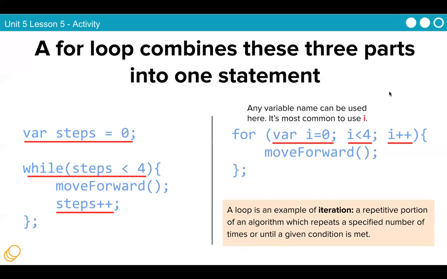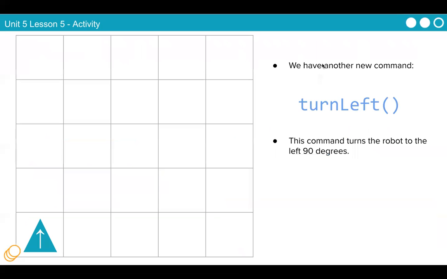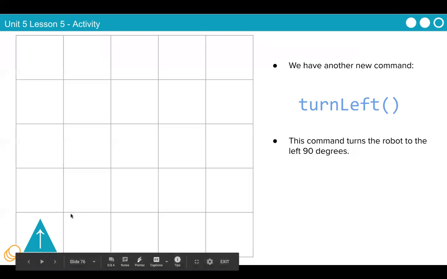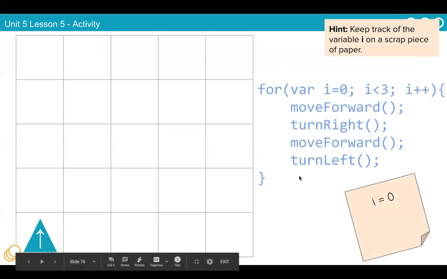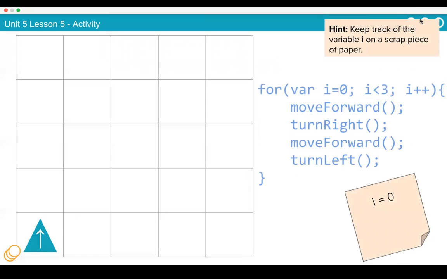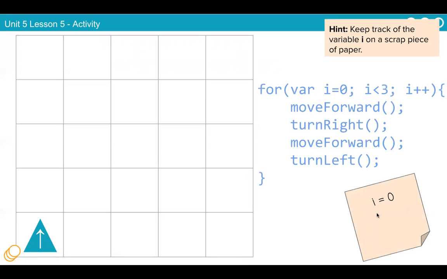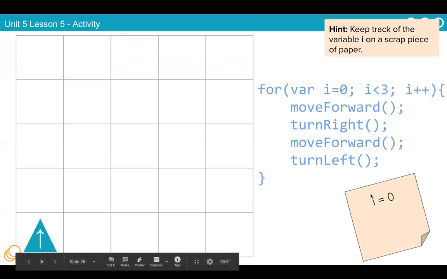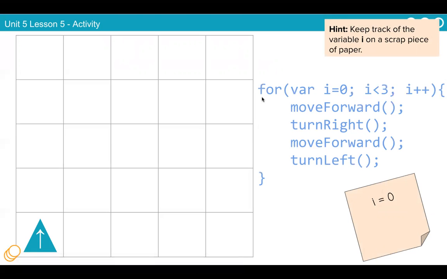All right, let's keep going. Okay, we have one more new command, turn left, and it does exactly what you would expect. This command turns the robot to the left 90 degrees. So let's try a new piece of code called the for loop. I'm going to keep track of the value of i on this little post-it.